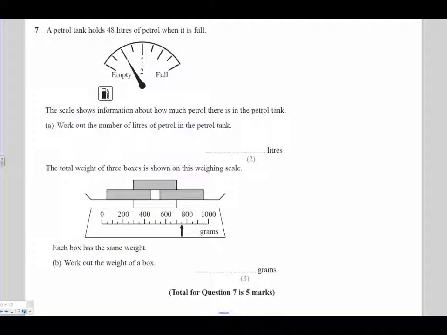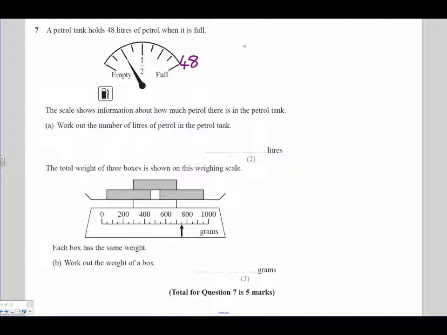Question 7. A petrol tank holds 48 litres of petrol when it's full. So on our dial, full is 48 litres. The scale shows information about how much petrol there is in the petrol tank. Work out the number of litres of petrol in the petrol tank at the moment.